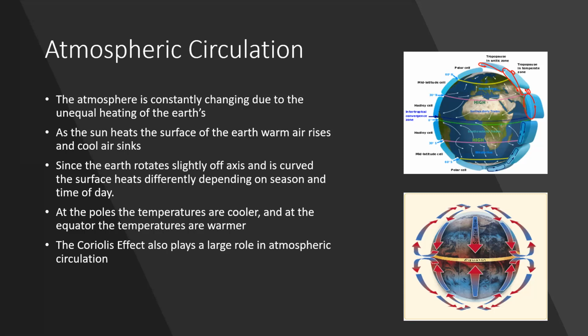The Earth also has a tendency to rotate off axis, which heats the Earth at different temperatures depending on the season. So in the summer it's hotter, in the winter it's cooler, and this causes different cells to form and unequal heating, which causes air to circulate.